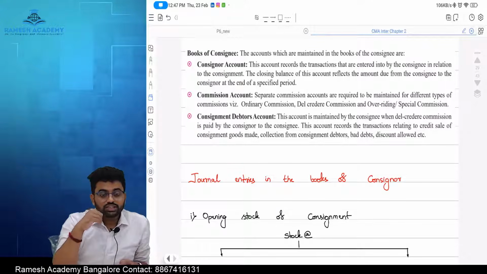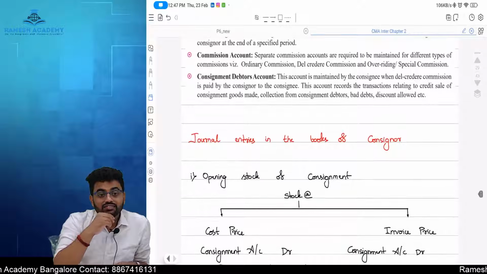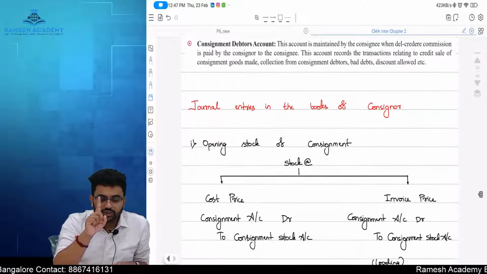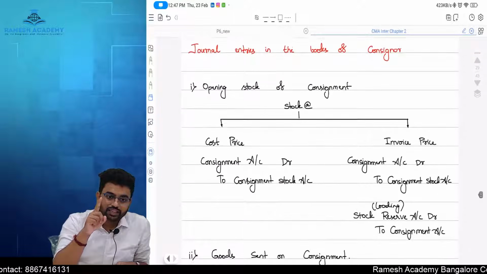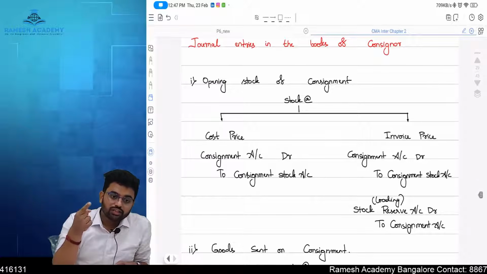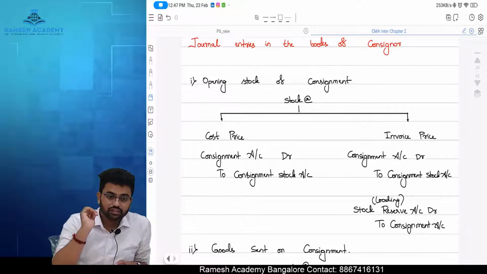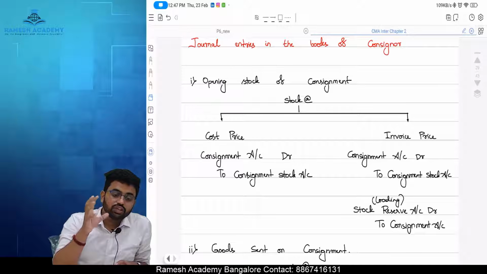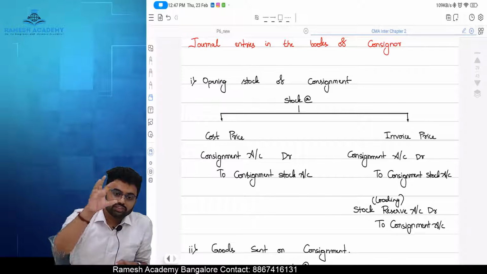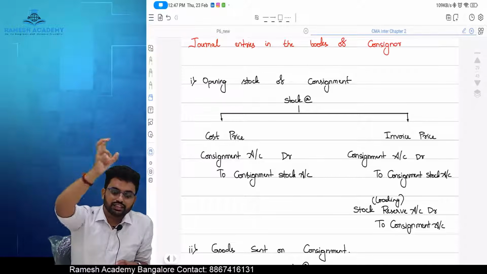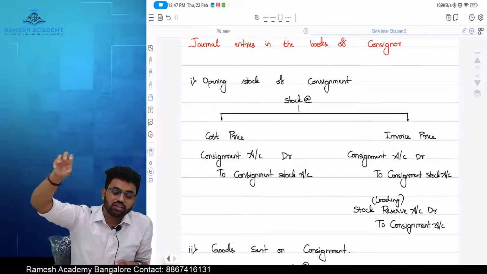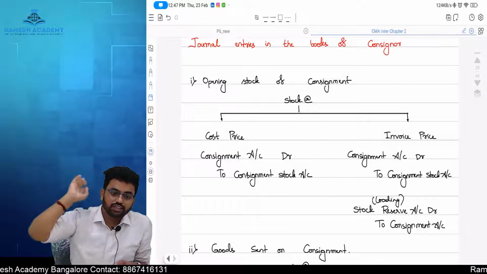Now the question comes, sir, what if it is sent at an invoice price? If it is sent at a cost price, only one entry. If it is at an invoice price, as I already told, you have to eliminate the profit portion or a risk element, loading element, right? So how will you take it out? Stock reserve to consignment, opposite entry: consignment account debit to consignment stock account, later stock reserve to consignment account.